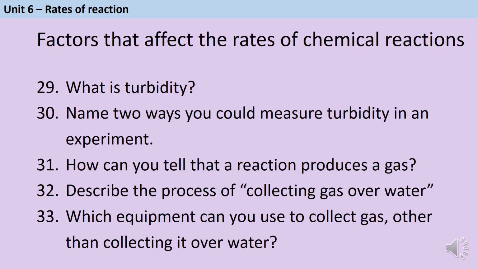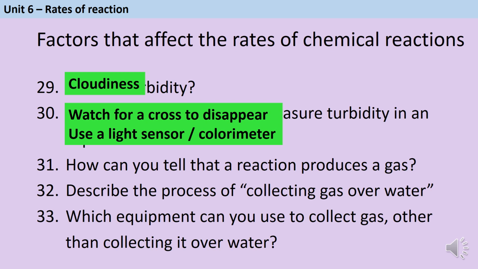You could either measure this by watching for a cross to disappear, as we've done just there, but also you could use a light sensor, or it's sometimes called a colorimeter, a piece of equipment that shines a beam of light through a sample and measures how much light is being absorbed, and will give you a definitive point where no more light is going through the reaction.